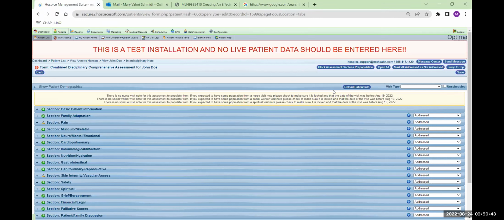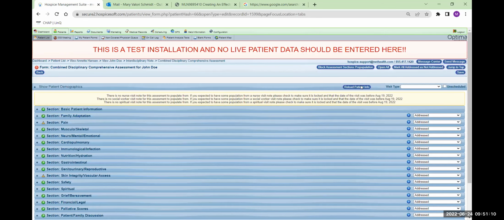When I click edit, look at this thing. There's no nurse note visit, right? There's no social worker visit note. There's no spiritual visit note. If this were a real patient, there should be notes from each of those disciplines. You could click reload patient information, and it will populate the information from each discipline from the most recent visit note.